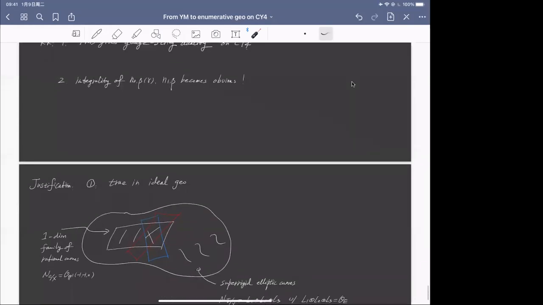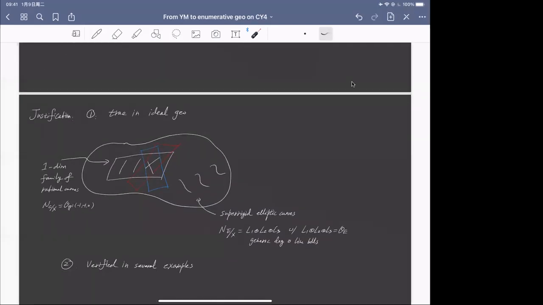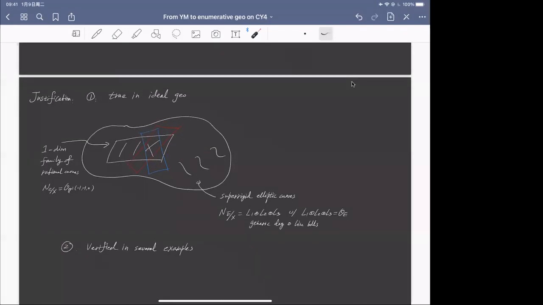Finally, I want to say that the way we write down this equality is based on a certain ideal geometry. In this ideal geometry, we can compute everything and prove this formula. But this ideal geometry cannot be achieved in the setting of actual geometry. So it's not a rigorous proof. But we verify our conjectures in several examples. So anyway, I want to say that these are maybe convincing conjectures, interesting for further study. Okay, I'll just stop here.